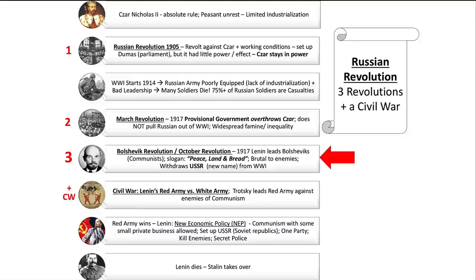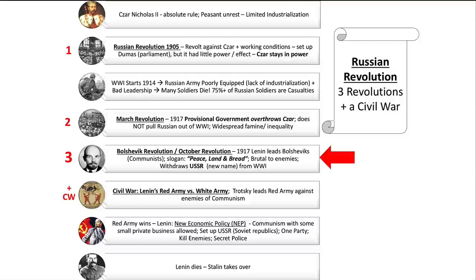The Red Army is led by Trotsky. Whatever, I don't think you need to know that level of detail. But anyway, long story short, there's a civil war. The Red Army wins. So the Soviet Union remains, and the Soviet Union now is a communist country, the first communist country in the world. And like I said, Lenin is going to create the first communist economy.